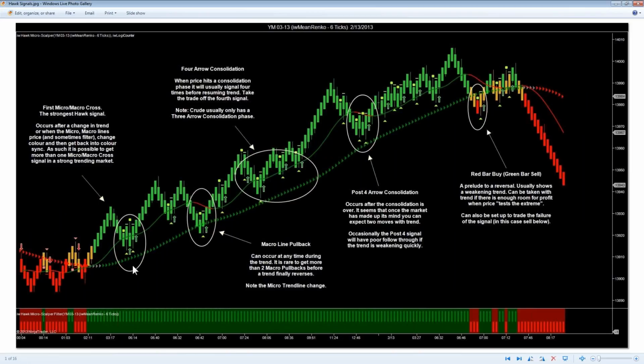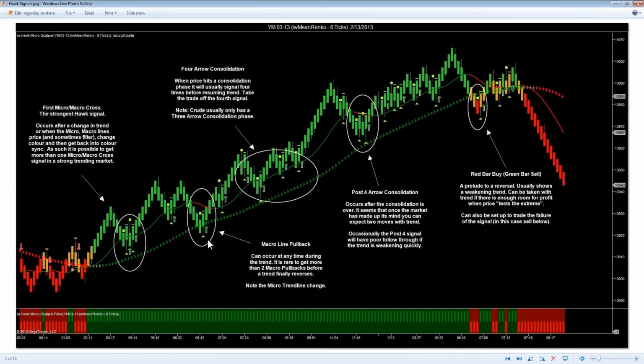So we've got the first micro-macro cross, which is a very high probability signal. No word of a lie, you can make a living trading that signal right there. You can ignore everything else and trade this signal, and you can make a living on the first micro-macro cross. It is insanely accurate. It's a signal that people in the trading room hear me say all the time, I'll take almost without exception.